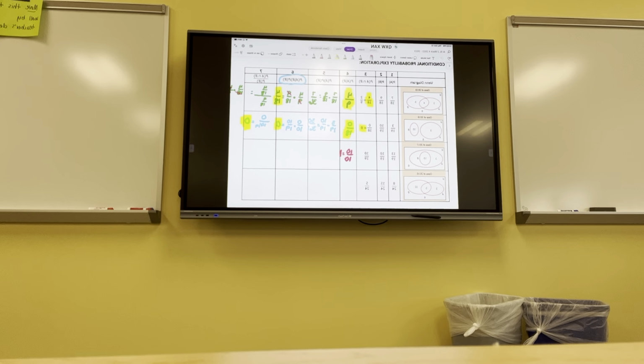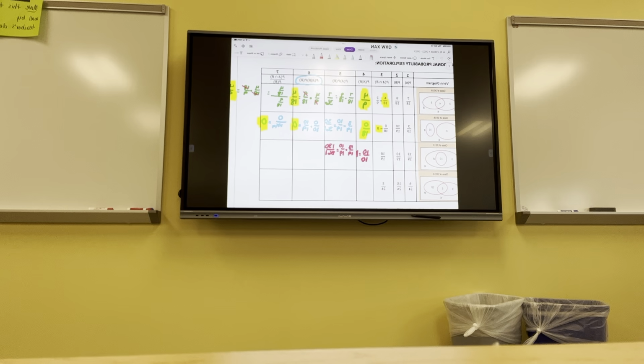A lot of visualization here. All right, then we just multiply together here, 13 out of 19 times 10 out of 19, and we get 130 out of 361. And then the probability of A given B, which is 10 out of 10, times the probability of B, which is 10 out of 19. Yeah, 100 out of 190.